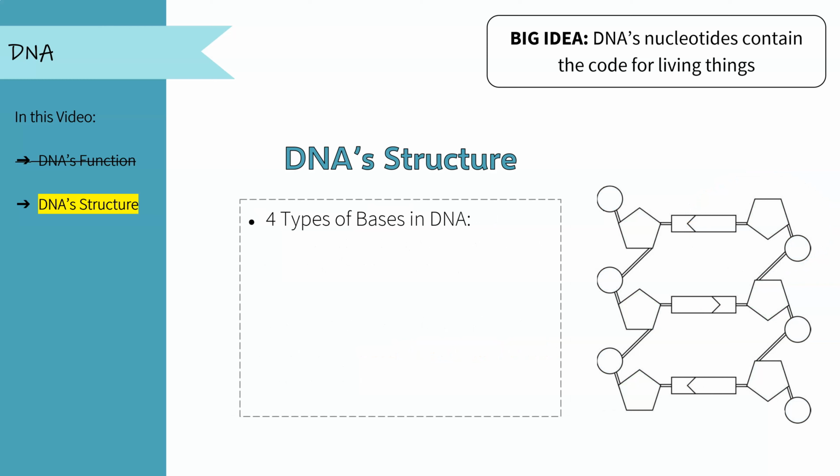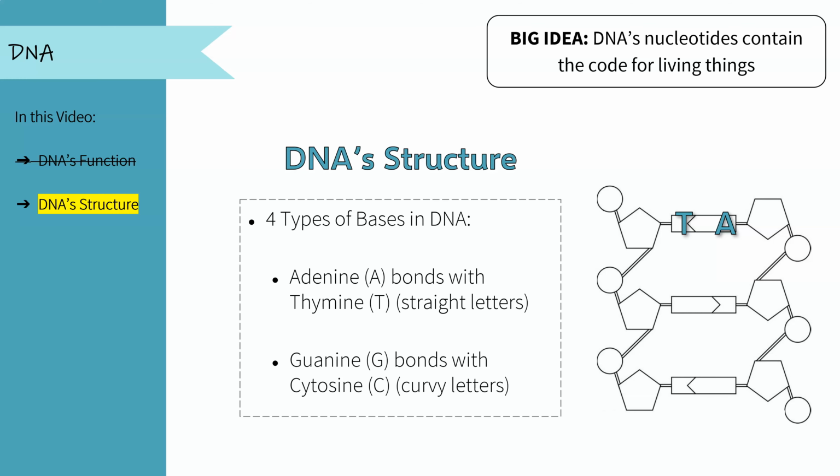We have 4 types of bases in DNA. Adenine, which we abbreviate A, and thymine, which we abbreviate T, always bind together. And then guanine, G, and cytosine, C, always bond together. So I like to think about this as the letters with straight lines always bond together, and then the letters that are composed of the curvy line are always bound together. So anywhere I see a T, I'll see an A on the opposite side. Anywhere I see an A, I'll see a T on the opposite side, and then same thing with G and C.